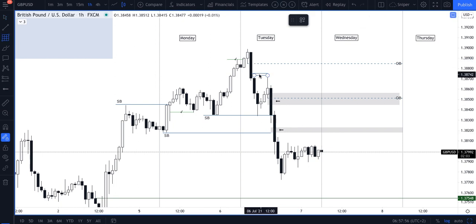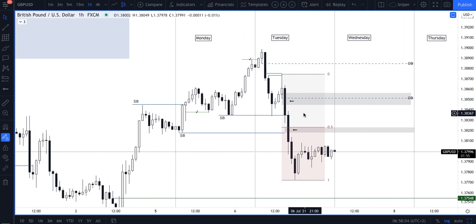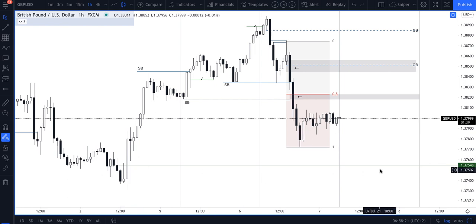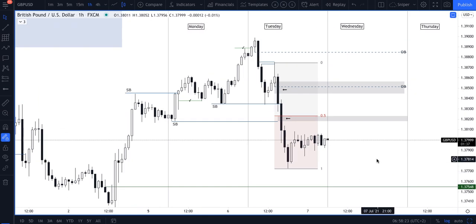So again, if we take our tool, premium and discount, we can see that these areas fall beautifully into the discounted premium areas we would potentially look for sales. This zone just about makes it. So one scenario is that we can see price maybe pull up, just tap this 50% and then continuation down into this target, which is a high time frame order block, just this green line.